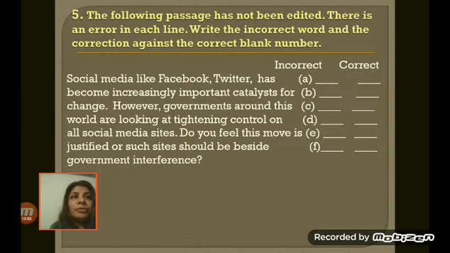Social media like Facebook, Twitter has become increasingly important catalysts for change. Social media like Facebook, Twitter has become. Social media is plural. ठीक है. So have become. Social media like already दो का example दिया है ना, तो have होगा. Have become increasingly important catalysts for change. Catalysts for change या catalysts of change.